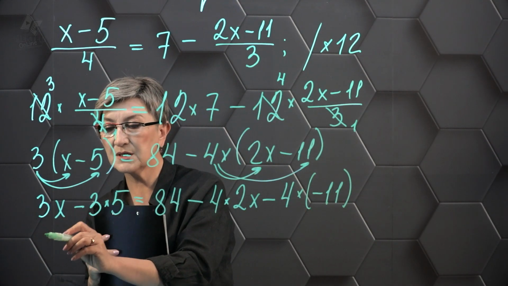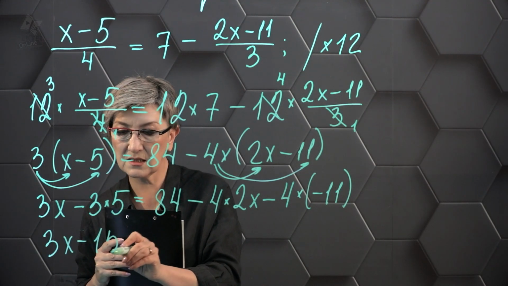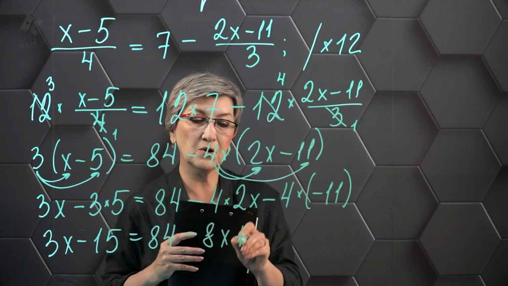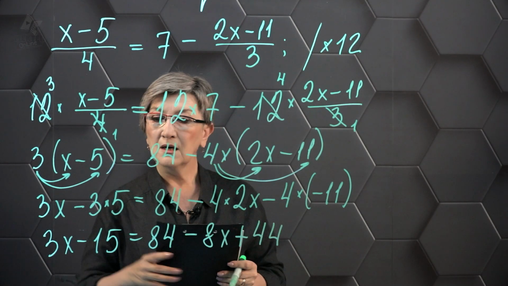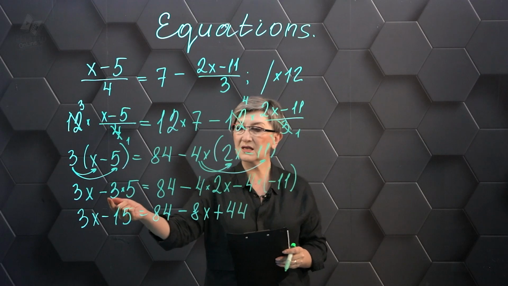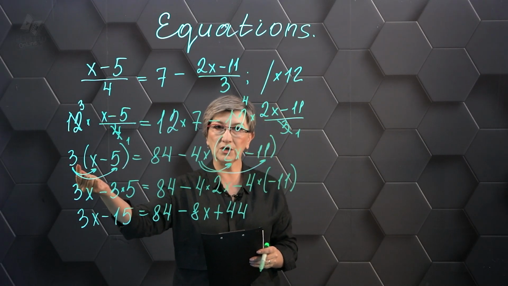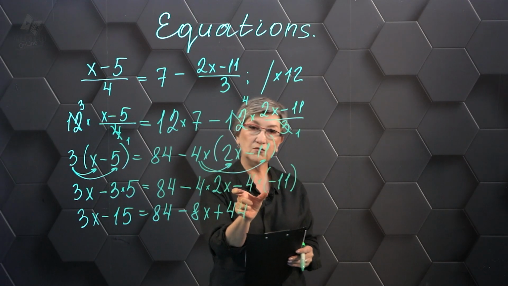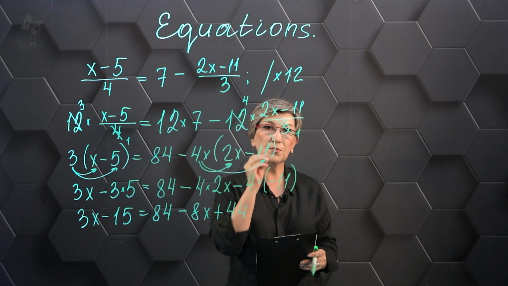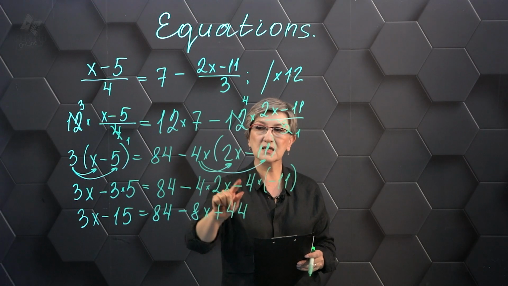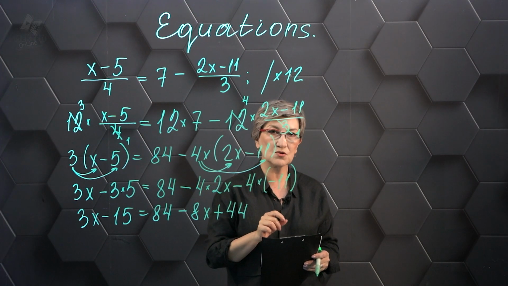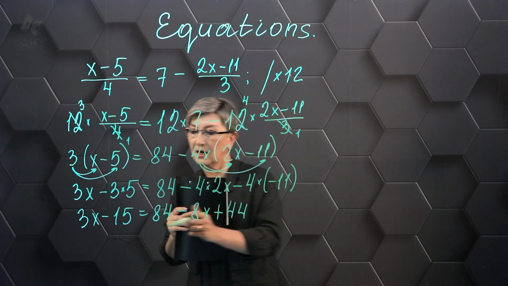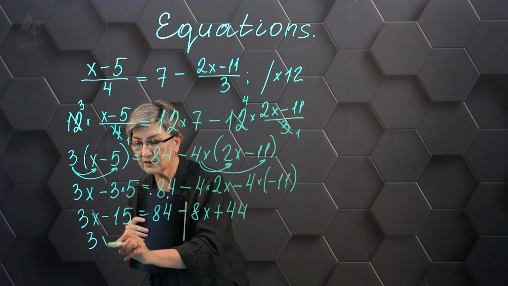Let's do the action. 3x minus 15 equals 84 minus 8x and plus 44. On the left side, I immediately wrote down the minus sign because I saw that I plus 3 multiplied by minus 5, and I immediately wrote down the minus sign. But on the right-hand side, in order not to lose this sign, not to make a mistake, I wrote down minus 4 times minus 11. Be careful when the number is negative. And now, let's apply our rule.